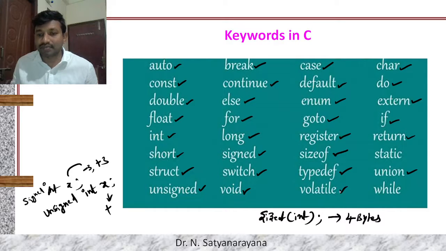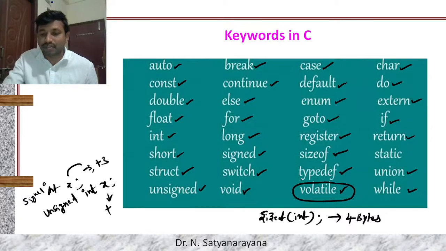Volatile is a keyword normally used to define variables inside the program that are modified by programs or instructions outside the program. While is a loop. Volatile is an important case. If you want, I will discuss it.